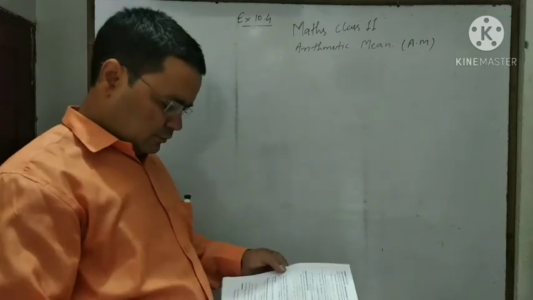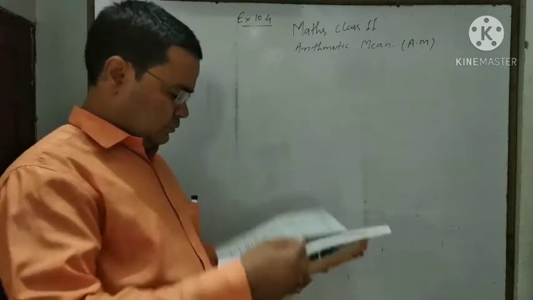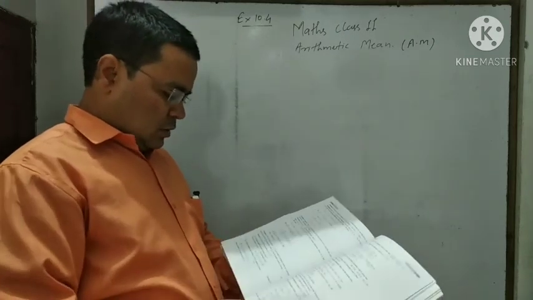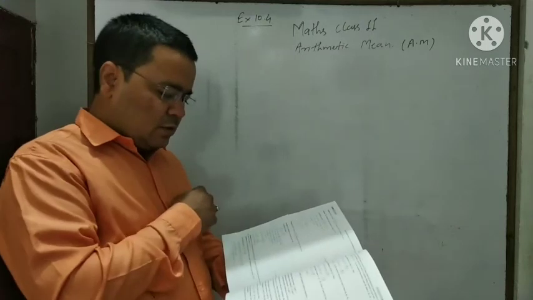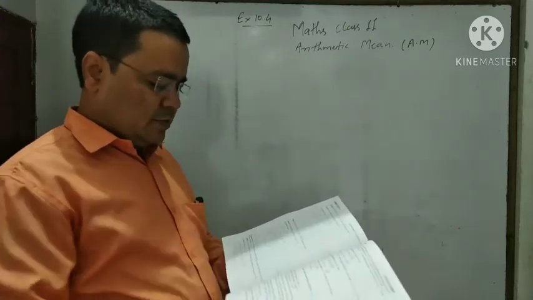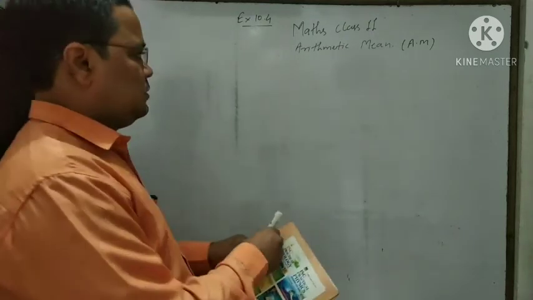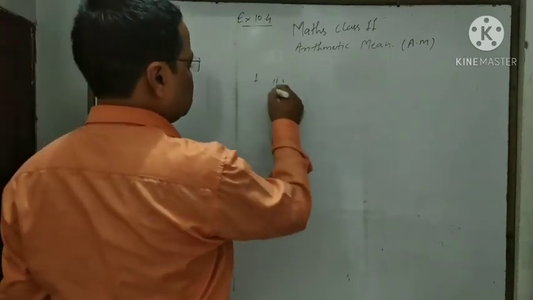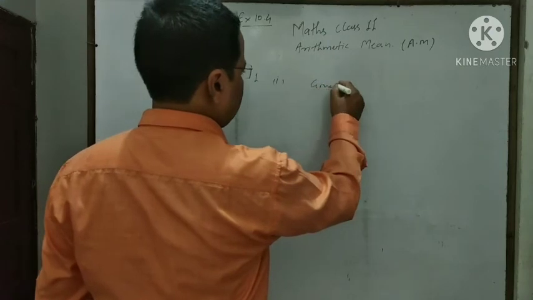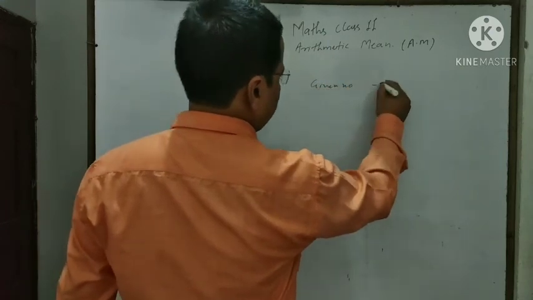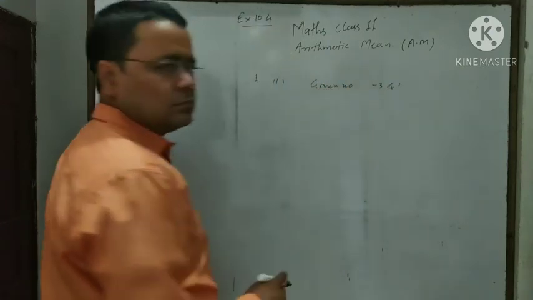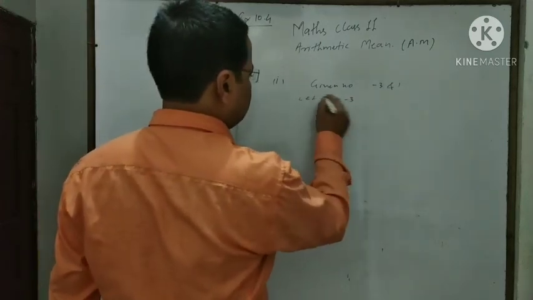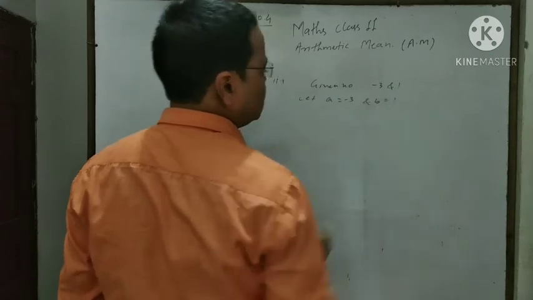The question is what? 10.1. Find the arithmetic mean between -3 and 1. Arithmetic mean. We know that in the first part of the question, the given numbers are -3 and 1. So here let a be equal to -3 and b be equal to 1.